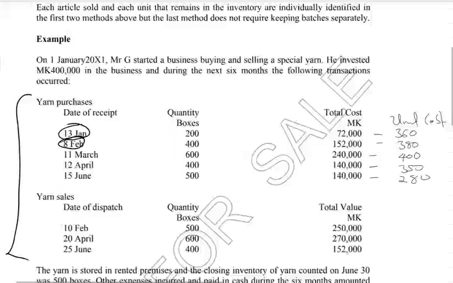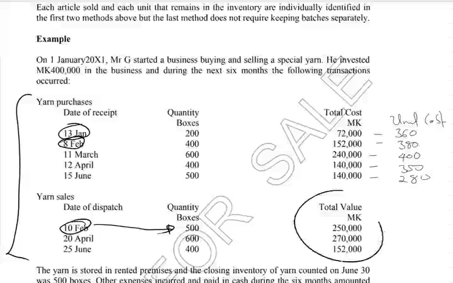We'll go to the next. The next is 10th February. On 10th February, they sold or issued. For us to value, we're going to value this at cost and not using the selling price. We don't use the selling price. So don't think that we are going to use the selling price when we are doing all issues. No, we are going to use the cost.